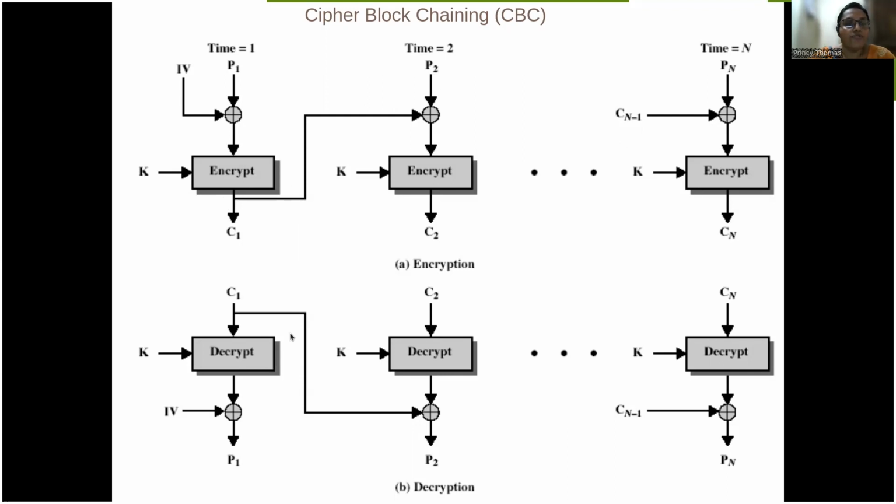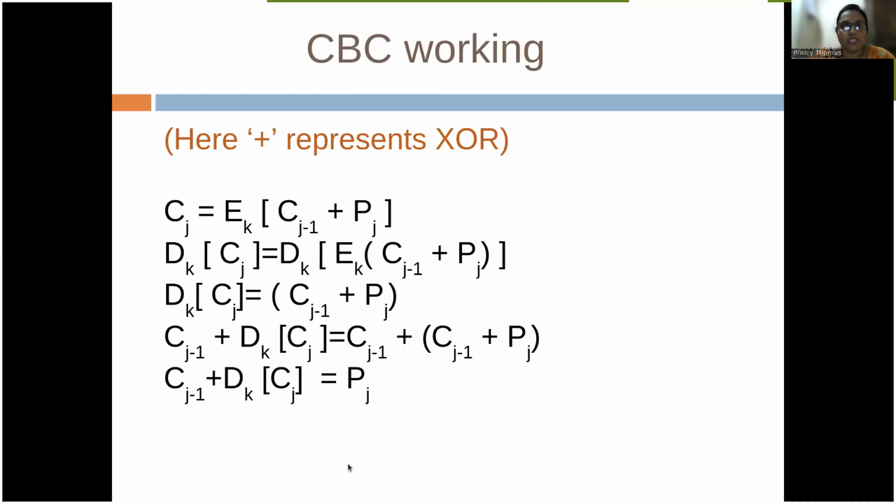In the case of decryption, first C1 is decrypted, and then once again, A XOR A gets cancelled. So when IV is XORed with that decrypted C1, we get the original P1. And here again, it is symmetric, so K is the same. Okay, so this is continued, and each time the previous cipher is given as the input to the XOR. Okay, so it reverses the process.